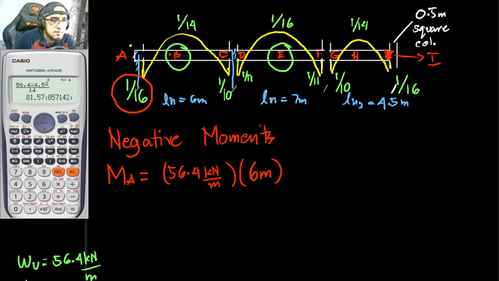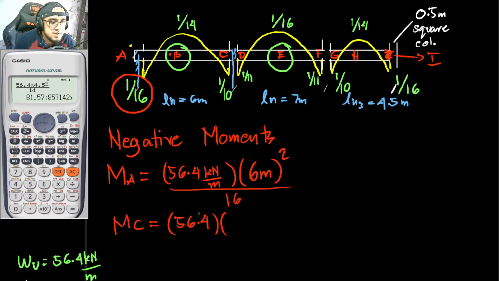Ito yung MC, guys. Anyway, so yan, squared divided by 16. So, this is to be its coefficient. And for MC, this is to be equal to 56.4. Di ko na ilalagay yung units, pero ayun.